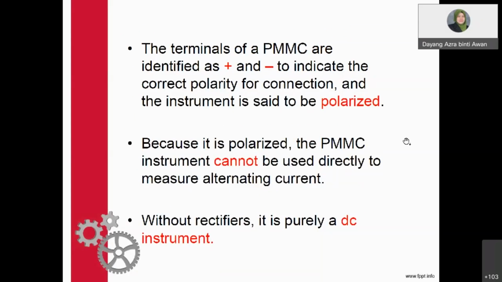The terminals of a PMMC are identified as positive and negative to indicate the correct polarity for connection, and the instrument is said to be polarized. They have a determinate value. Because it is polarized, the PMMC instrument cannot be used directly to measure alternating current. This type of instrument is only able to measure DC, direct current, where you can calculate the voltage, the resistance, or the current for direct instruments.